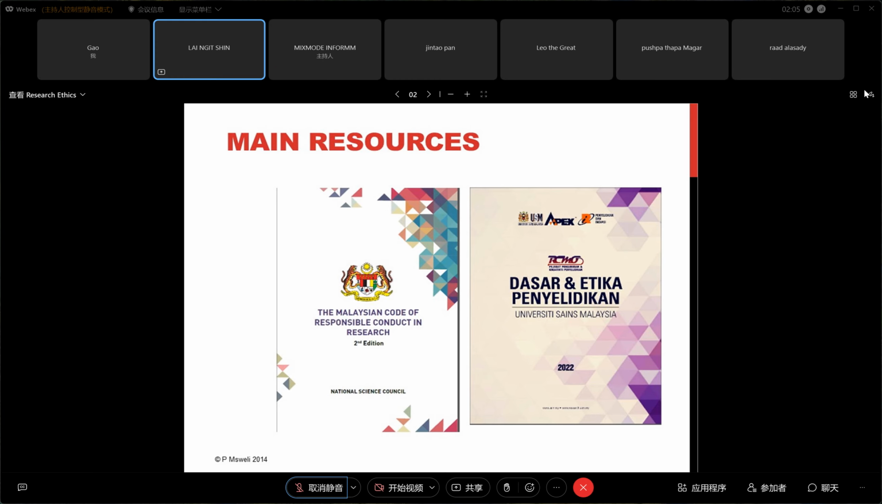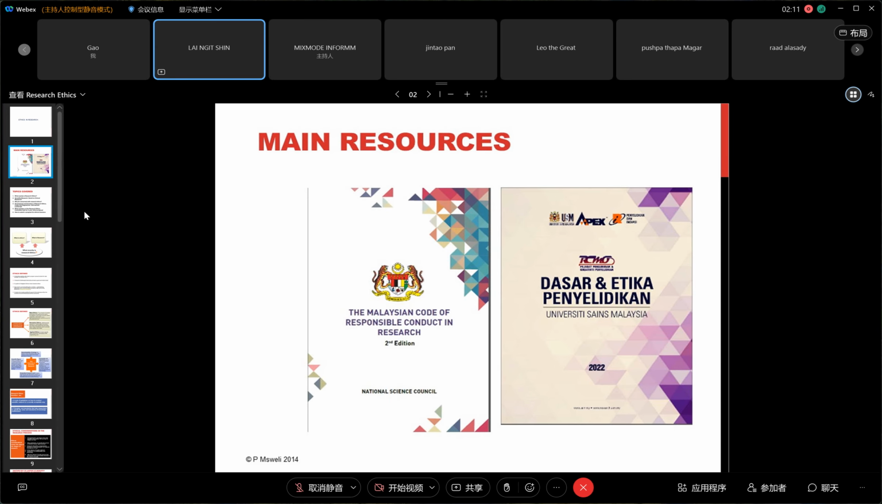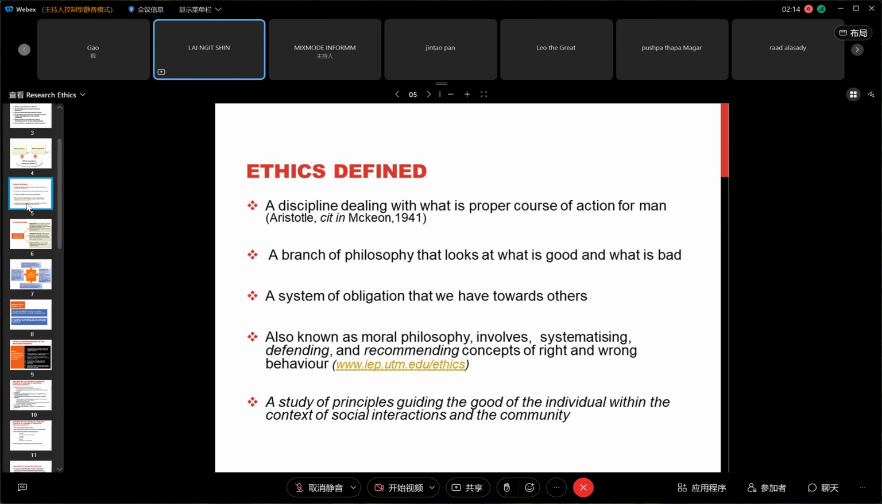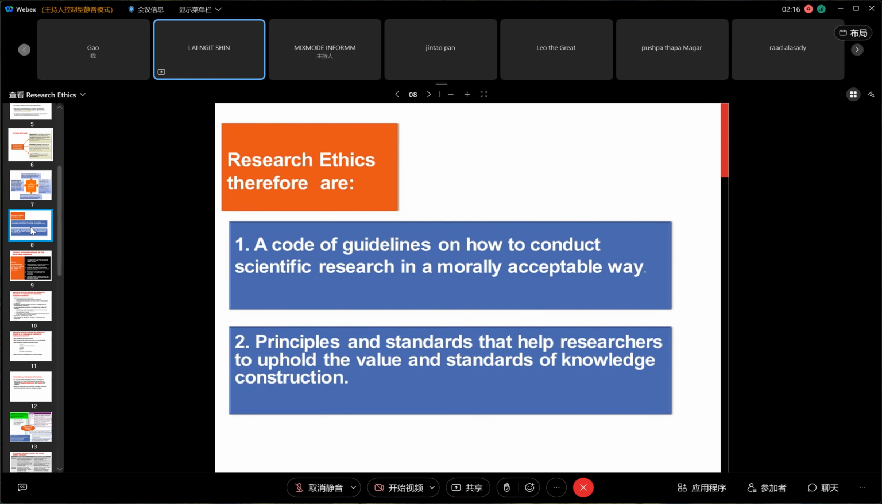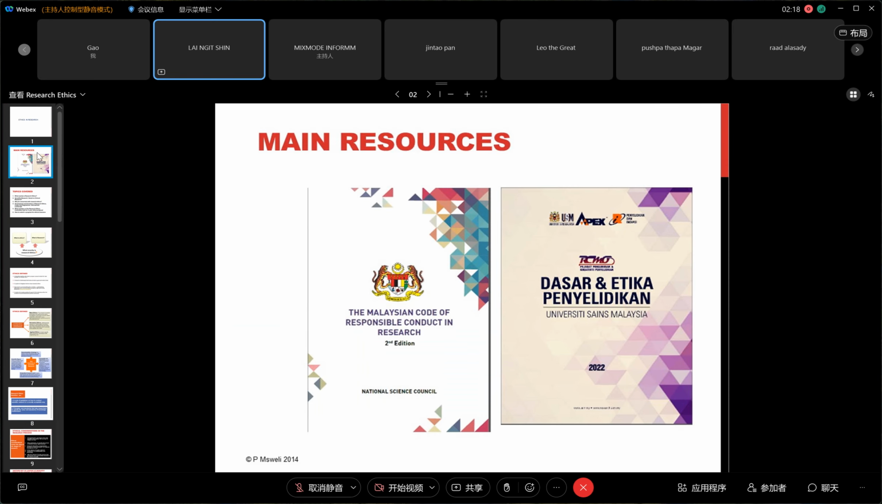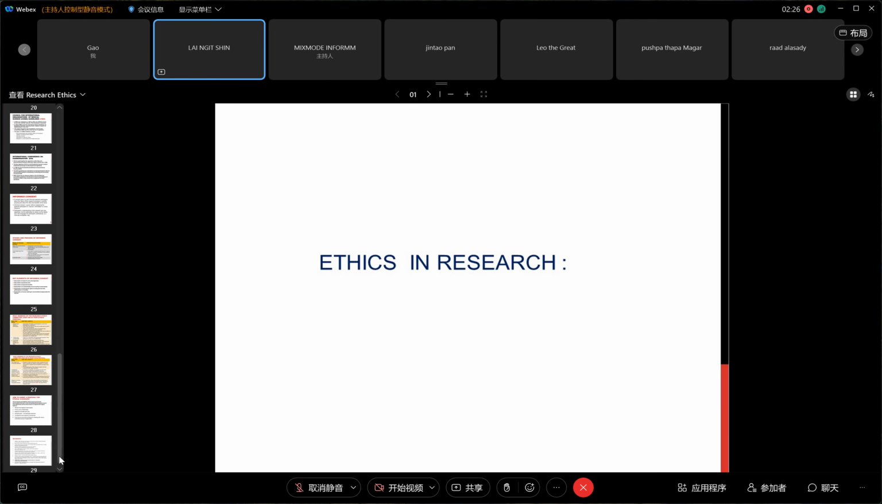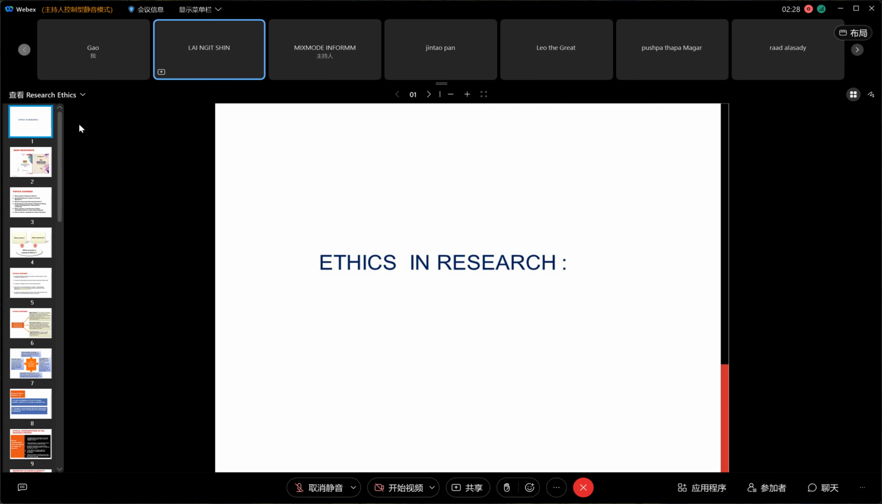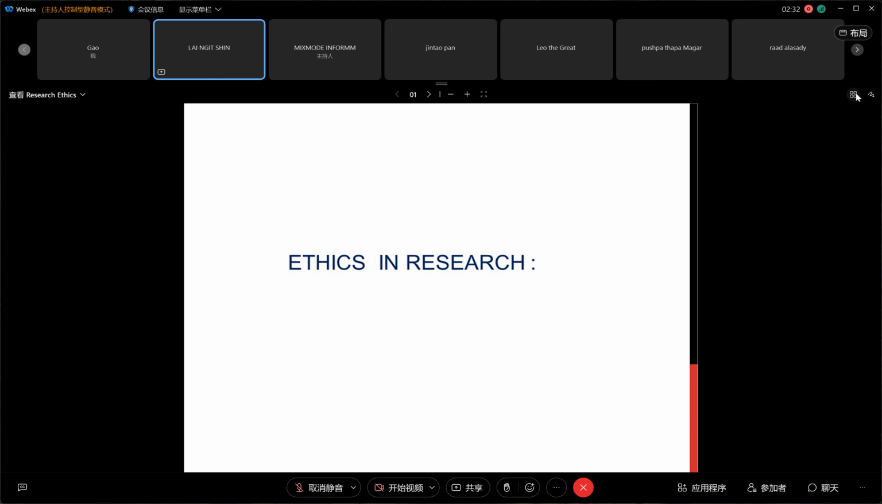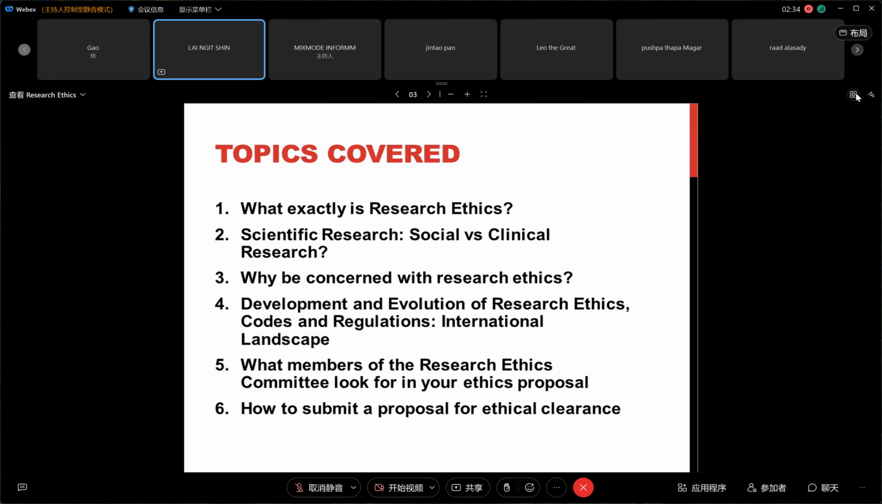I think the main resources for these two are the Malaysian Code of Responsible Conduct in Research, and the Dasar dan Etika Pendidikan. Sorry for the foreigners, this is only in the Malay version that can be found on the research USM website. So these two documents will also be uploaded to the portal for your reference. Okay, we can just start.